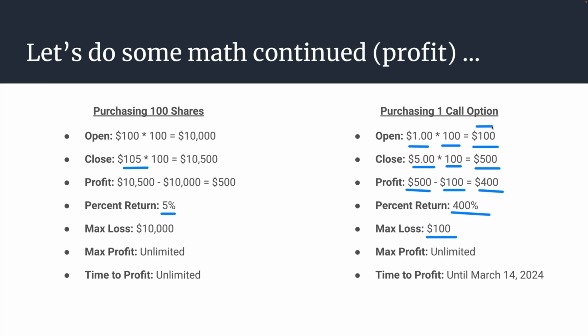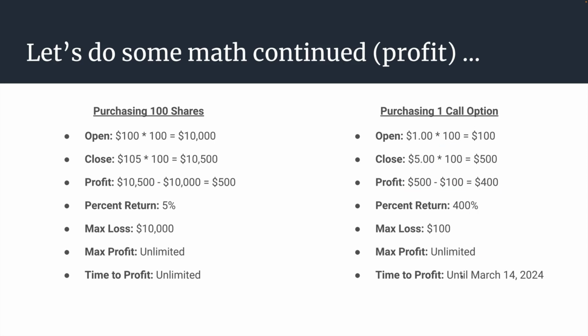So that's really neat. We only paid $100 versus the $10,000 max loss of owning the shares. And we also share the same thing with max profit. We have unlimited max profit. As ACM goes up, our economic interest continues to grow. So if ACM goes to, say, 110, the option would be worth $10 a share, and we'd have an even bigger return. The max profit is unlimited, just like owning shares directly.